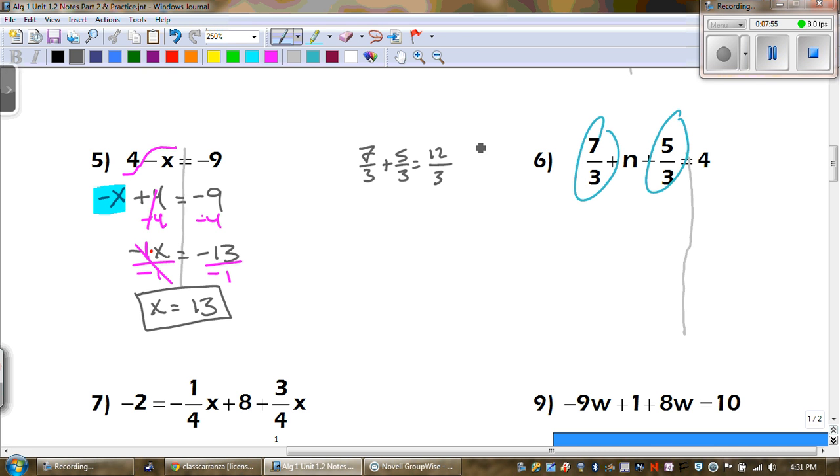7 plus 5 is 12. And we can actually reduce that. 12 divided by 3 is 4. Okay? So we have n plus 4 equals 4. Now to get the n all by itself, we're going to subtract 4 from both sides. And we get an answer of n equals 0.